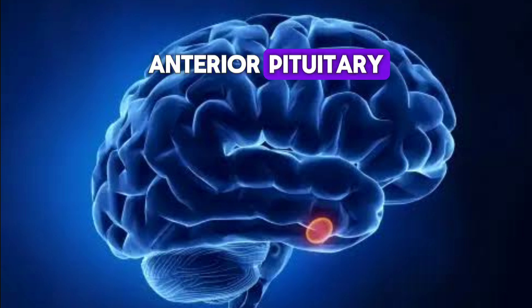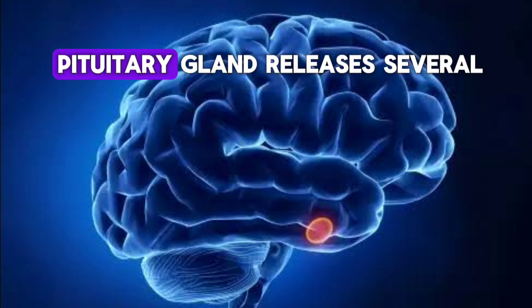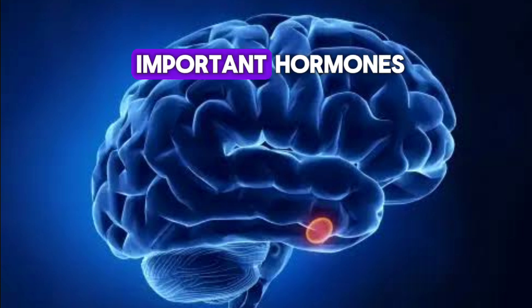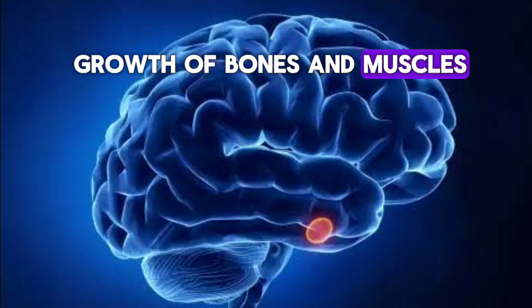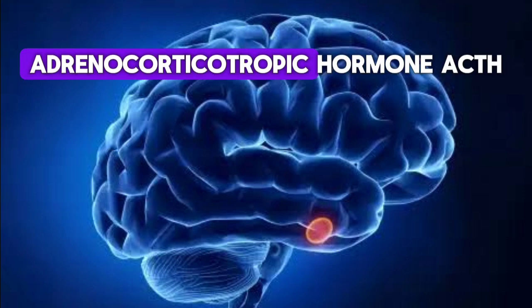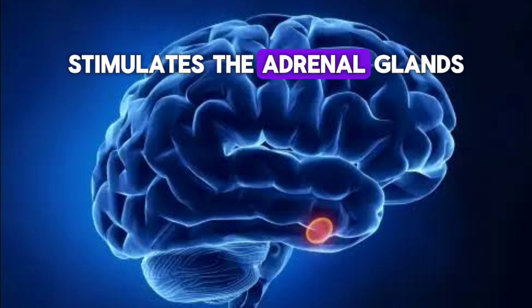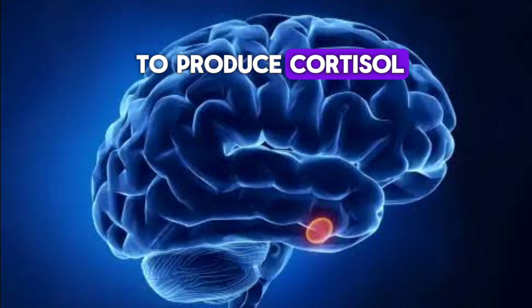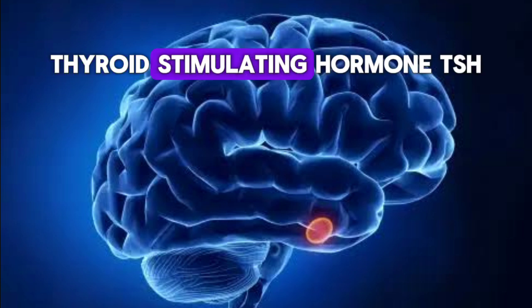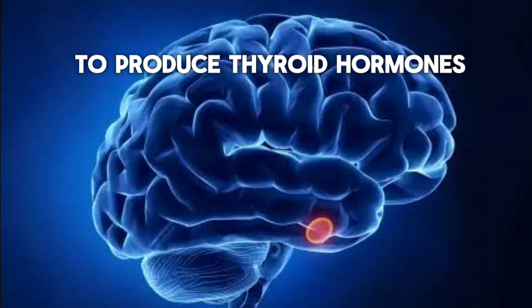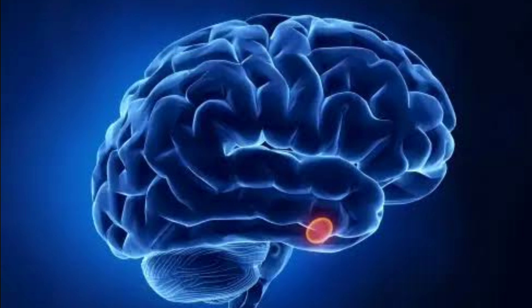Anterior pituitary. This part of the pituitary gland releases several important hormones. Growth hormone, GH, stimulates growth of bones and muscles. Adrenocorticotropic hormone, ACTH, stimulates the adrenal glands to produce cortisol, a hormone involved in stress response. Thyroid-stimulating hormone, TSH, encourages the thyroid gland to produce thyroid hormones.